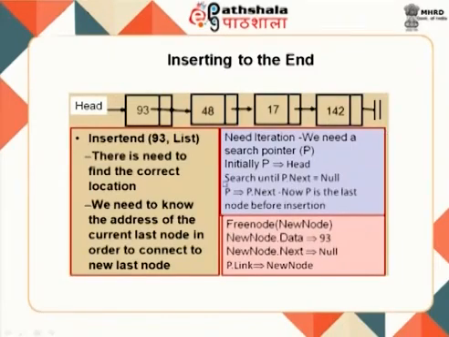Now p is the last node. Create a new node, new node dot data is equal to 93, new node dot next is equal to null, and then p dot next is equal to new node, p dot link as you have said is equal to new node.